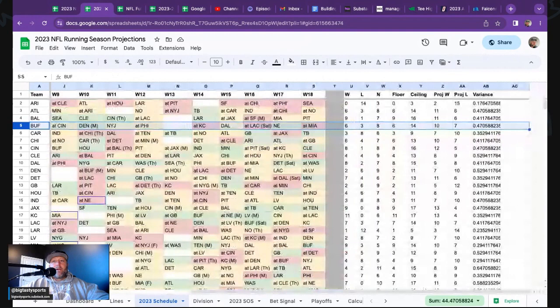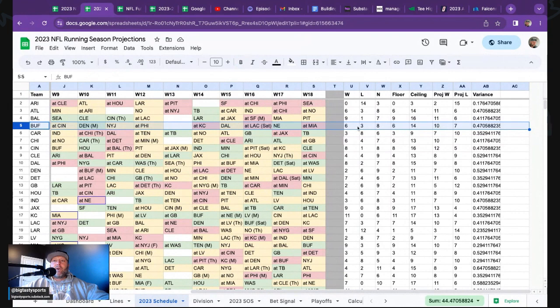And then we scroll over, and you can see that every game that I have Buffalo winning, that green color, comes into the win column. The red ones come into the loss column, and the yellow ones come into this neutral column here. And then that populates over here with the floor. So this is how I got to that floor of 6: I have them expected to win 6 games, over 60%.